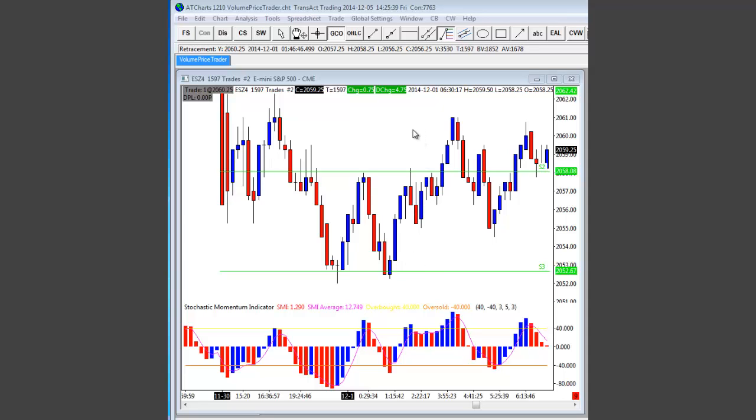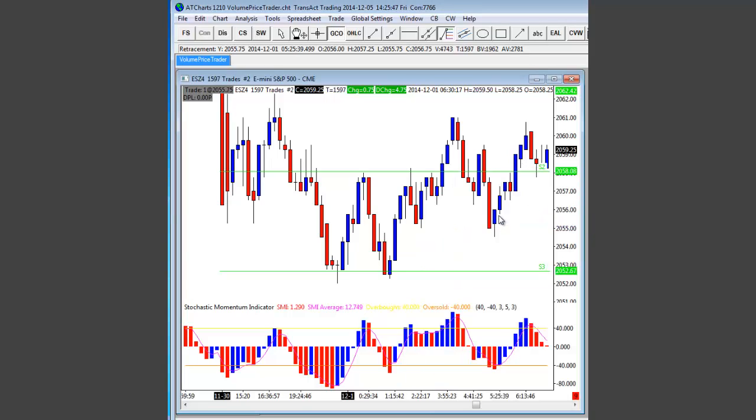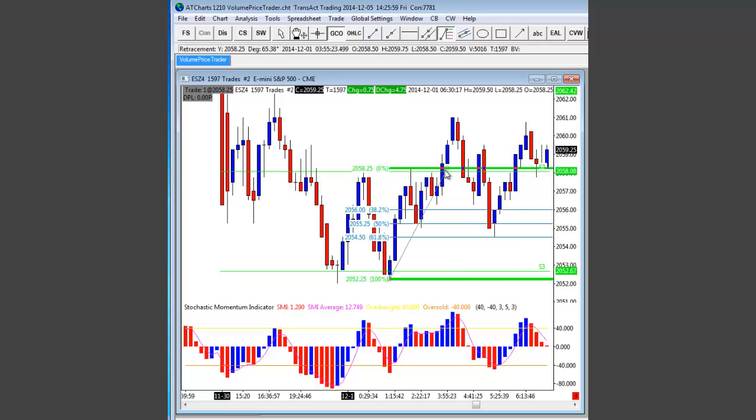So in Sierra Chart, what you can do is either right click and it brings up a context menu, and you come over here and you find price retracement, click on that, and then simply draw your Fibonacci level from the low to a swing high point, which would be obviously right here. So we'll go ahead and do that. We'll click, and we'll come up here and click again. So now we have our Fibonacci levels.